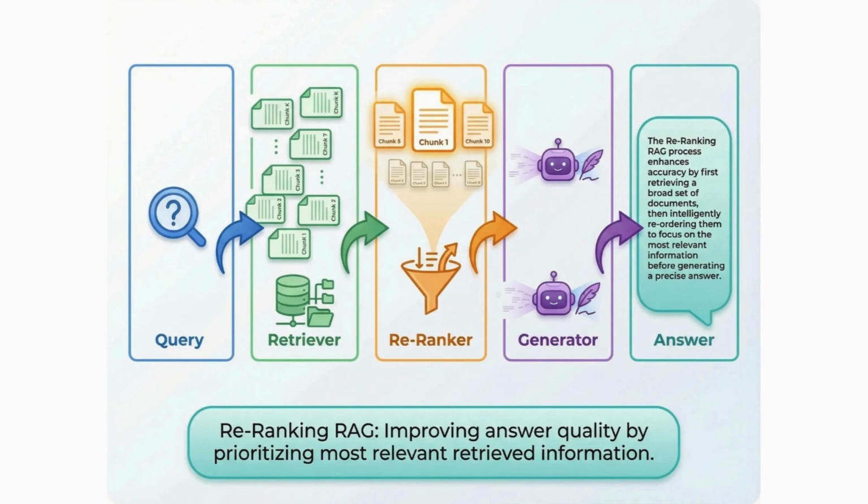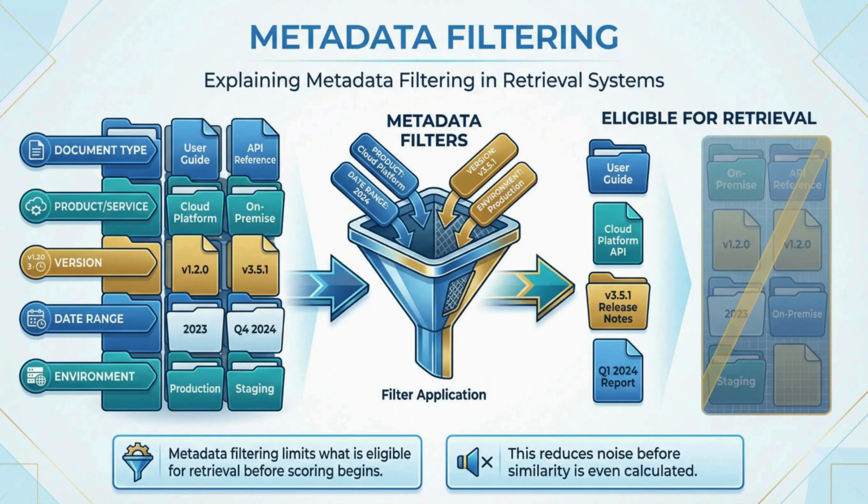Another technique is metadata filtering. Even with strong re-ranking, there is still one important optimization that happens just before retrieval even begins. That's metadata filtering. Metadata filtering limits what is eligible for retrieval before scoring begins. Typical filters include things like document type, product or service, version, date range, and environment. This reduces noise before similarity is even calculated.